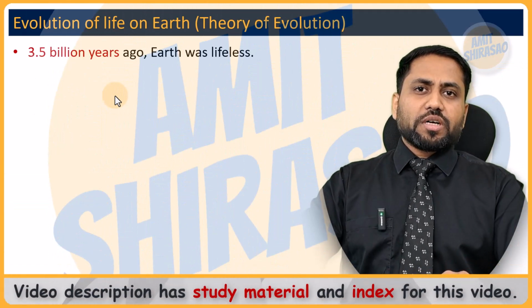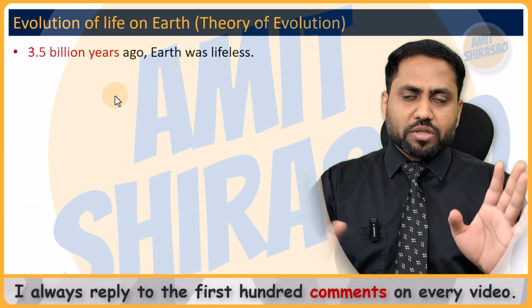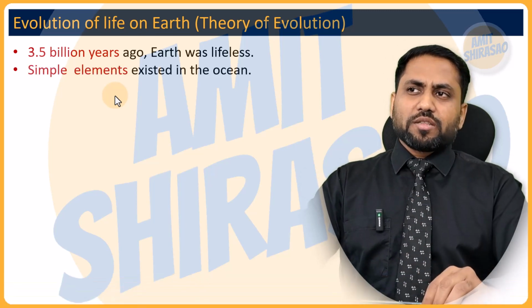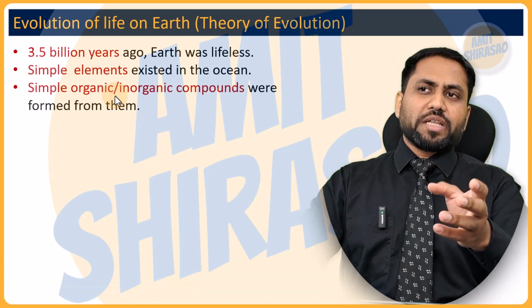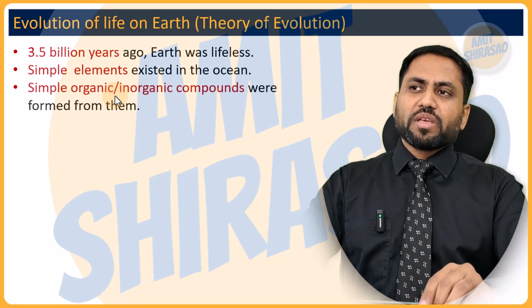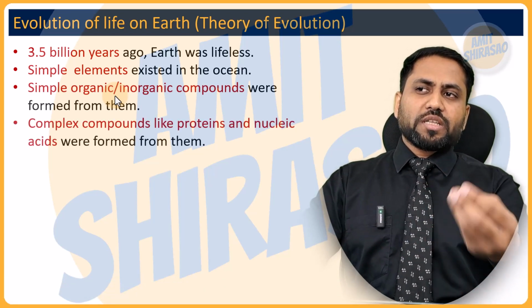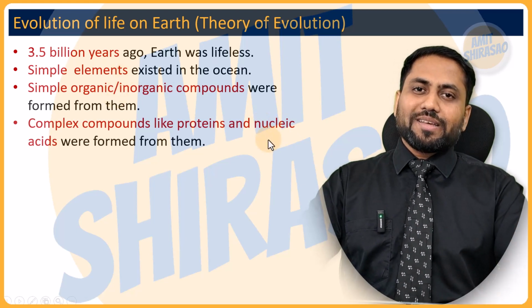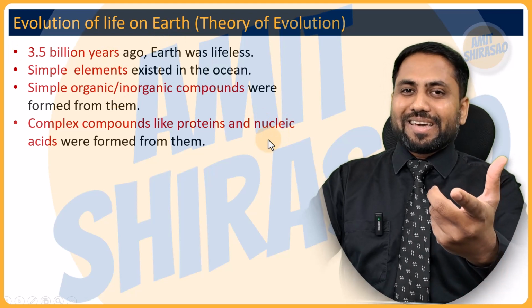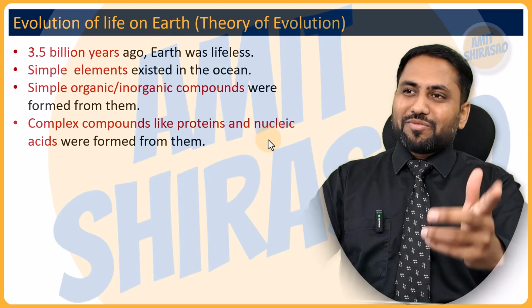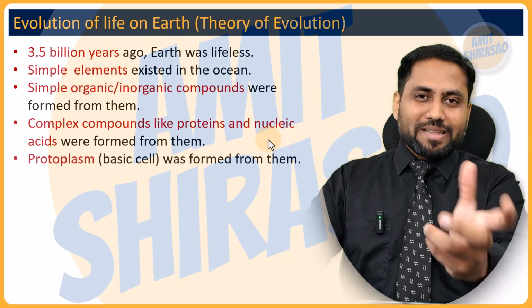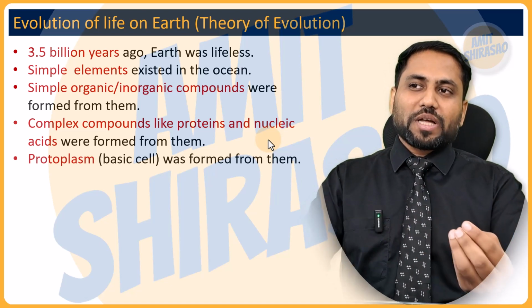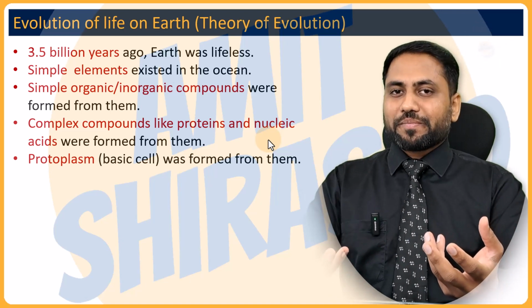3.5 billion years ago, Earth was lifeless. Life did not exist on Earth 3.5 billion years ago. Then some simple elements existed in the ocean. Simple inorganic or organic compounds were formed from them. Complex compounds like proteins and nucleic acids were formed due to them. Nucleic acid means DNA and RNA. DNA and RNA came, that means life. So whenever DNA and RNA come, then life will come, right? So protoplasm, that is a basic cell, was formed. Okay.